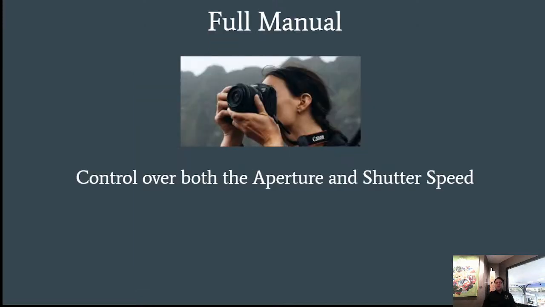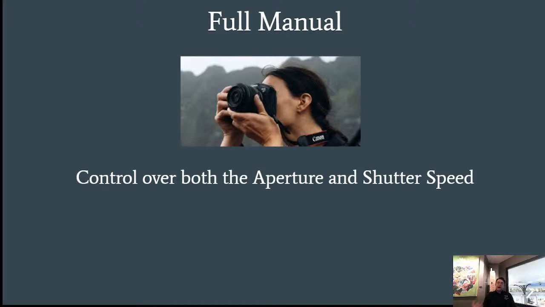Full manual, this gives you control over both the aperture and the shutter speed. Now, why would you want that? This is for the experienced, you have good history with the cameras, you know how to use them well, you consider yourself an expert. You might want to use full manual.